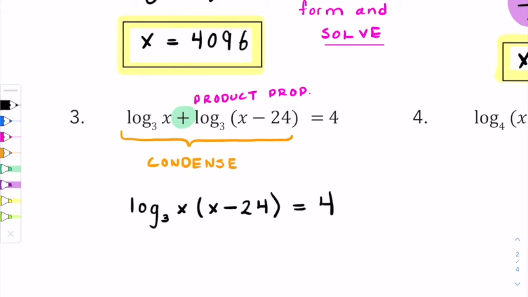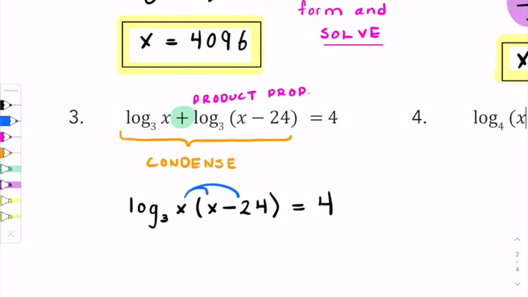We need to simplify as much as possible. It doesn't matter at this point if you convert it to exponential or if you expand your parentheses. Either step would be acceptable. You'll still end up at the same answer. So I'm just going to expand this before I convert to exponential form, giving me log base 3 of x squared minus 24x, and this is equal to 4.